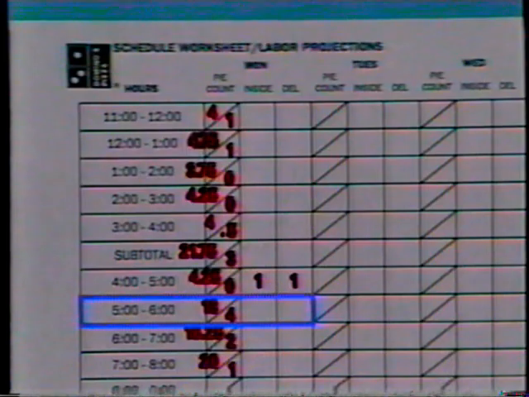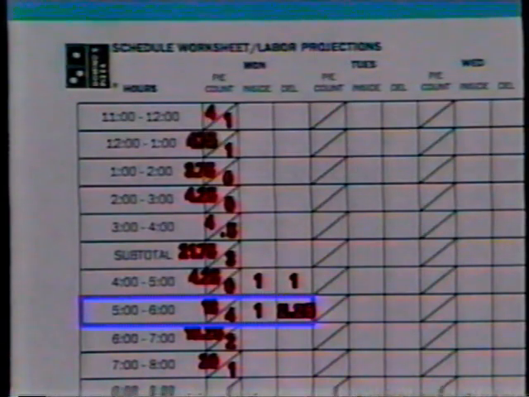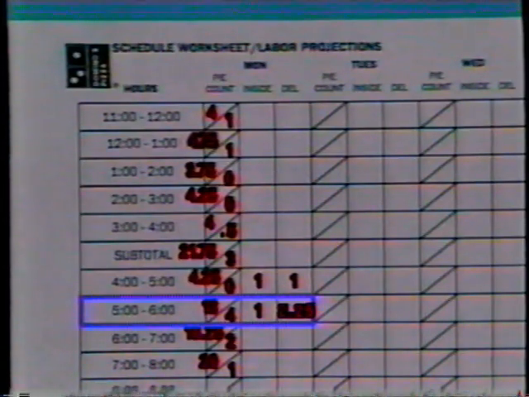Now let's look at the 5 to 6 o'clock hour. We have projected a total of 13 pizzas and 4 carry-out pizzas. This means that during that hour, we will still need one inside person to manufacture the pizzas and 2 drivers to deliver, with possibly one more person coming on at the close of that hour in anticipation of the dinner rush. Continue this process throughout the rest of the week on your weekly schedule worksheet.